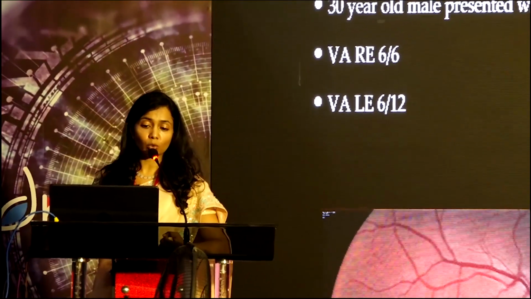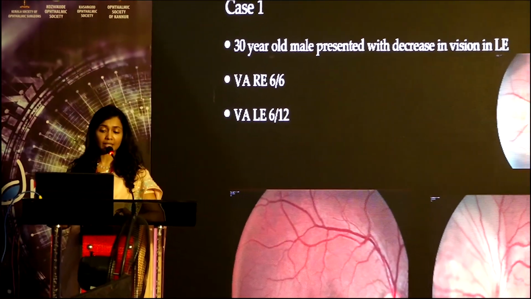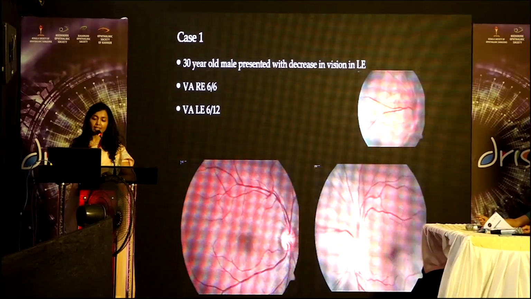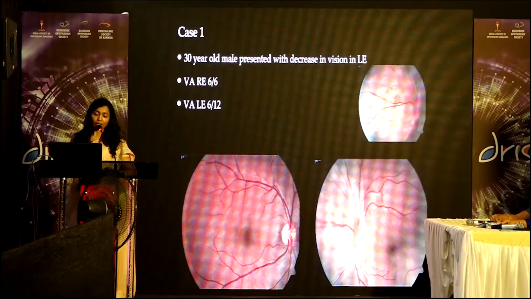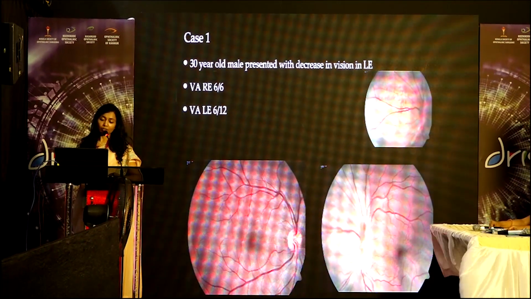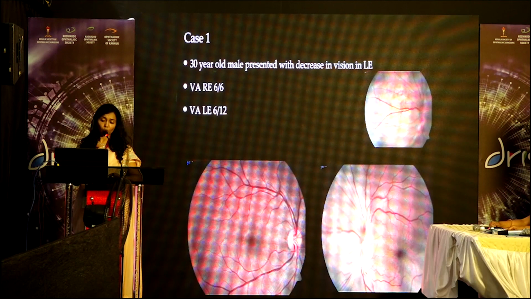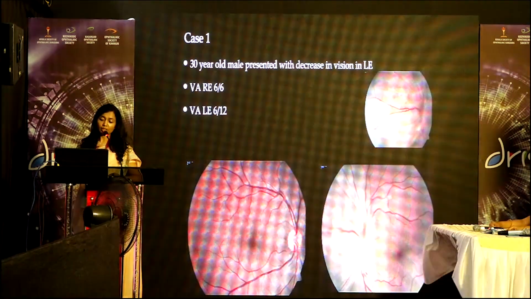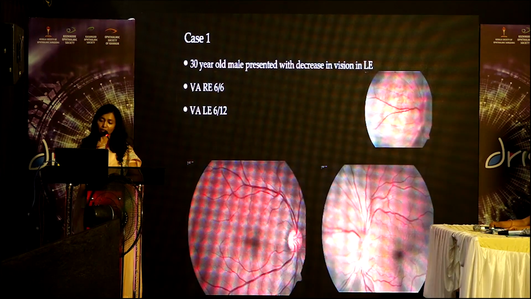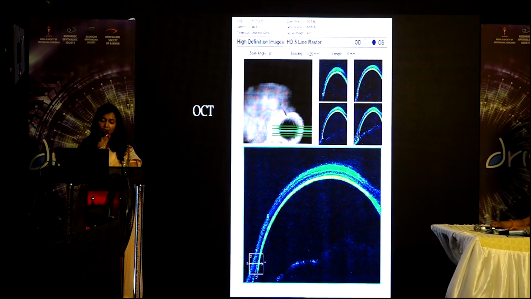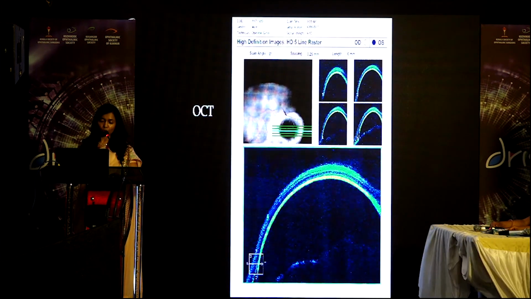First one is a 30-year-old male with no other comorbidities presenting with a decrease in vision in the left eye. His vision in the right eye is 6/6 and left eye is 6/12. As you can see from the picture, there is an elevated lesion with subretinal fluid nasal to the disc and involving the disc, with RPE changes. And there is another lesion near the fovea. This is very much suspicious of metastasis, and OCT shows a choroidal lesion which is pushing the retina forwards.